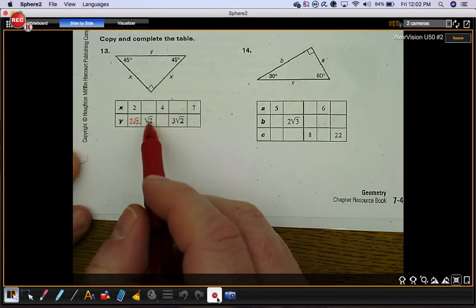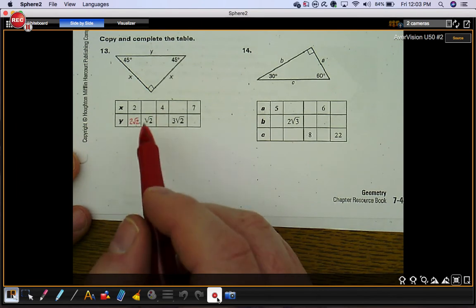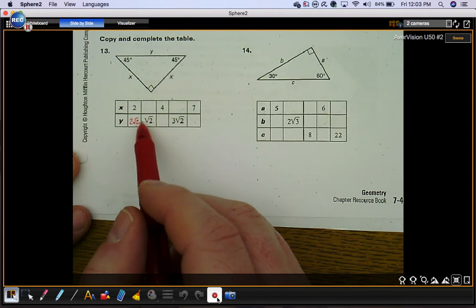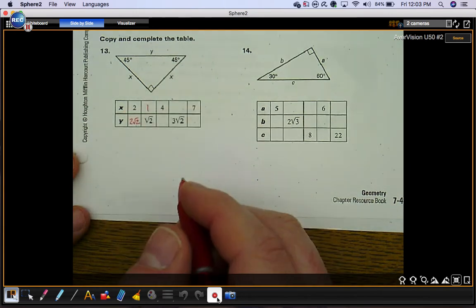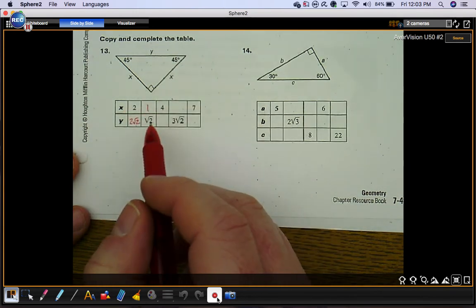Let's say that your hypotenuse is the square root of 2. How long would the legs be? Well, it's whatever multiplies with that. What is in front of this square root of 2? It's really just 1. 1 times the square root of 2 is the square root of 2.